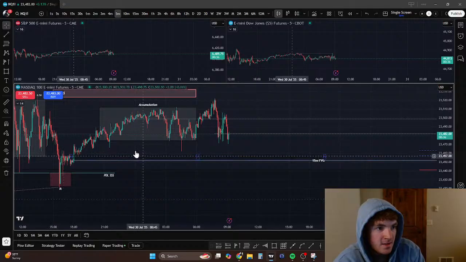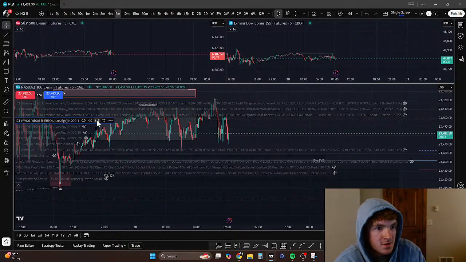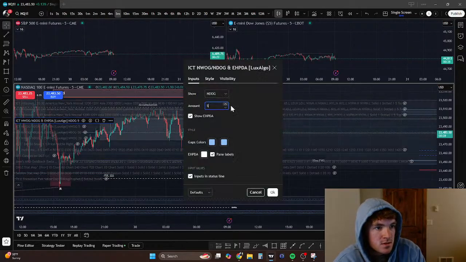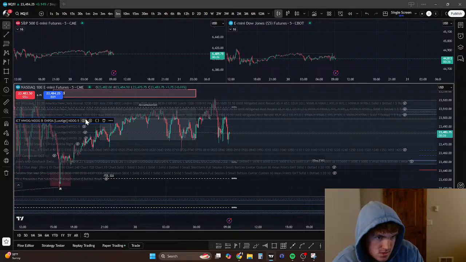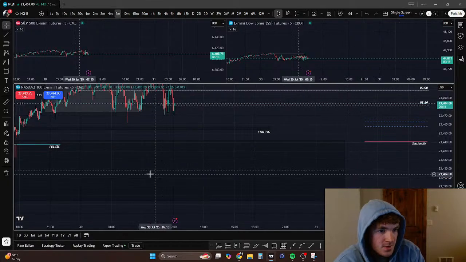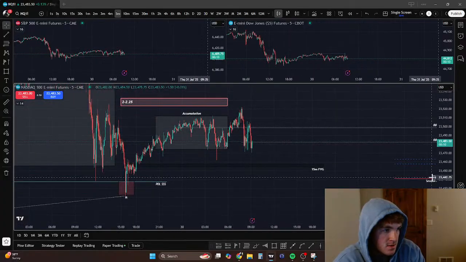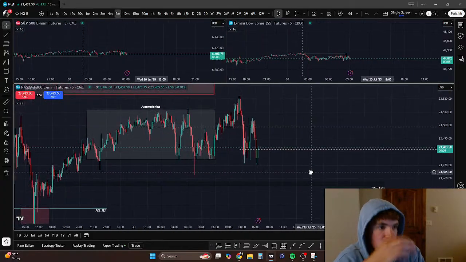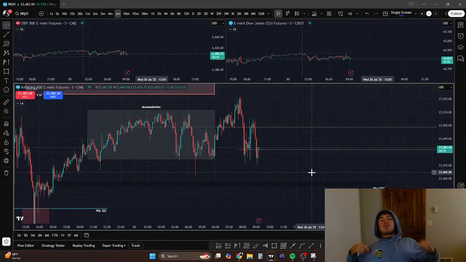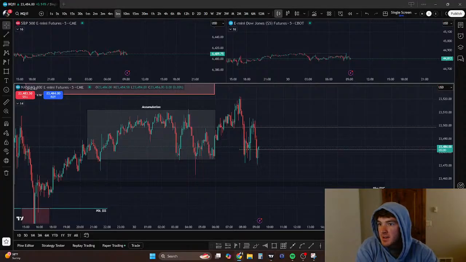ICT says you don't really use them when they're that small, so I'm pretty sure. Could be wrong. Right, so we know this is a 4-hour order block. I'm going to get rid of this because it's in the way. Nothing obvious to me, so I will be doing absolutely nothing unless I see something I like.